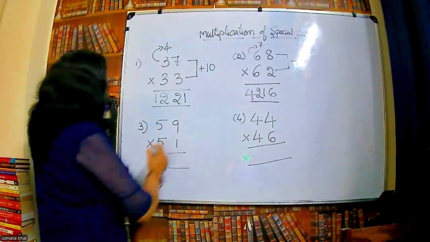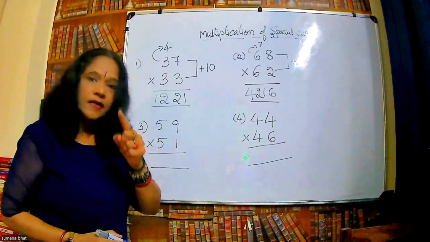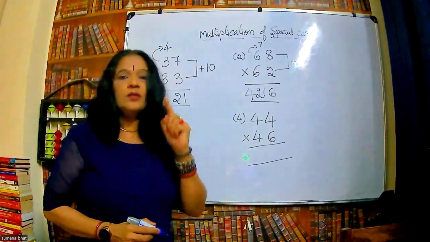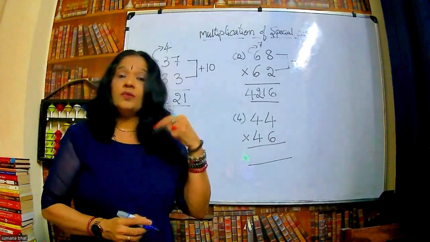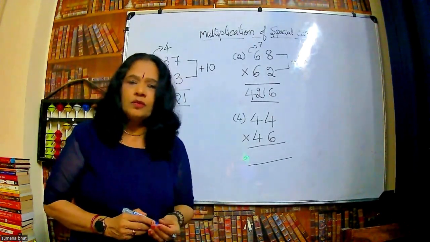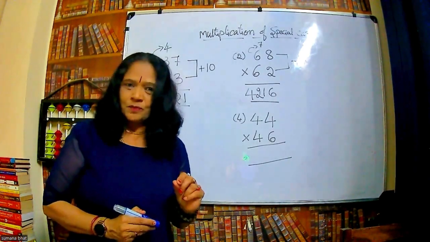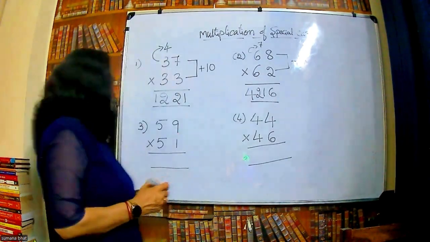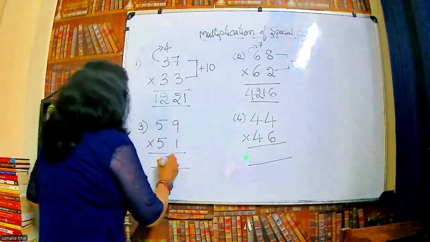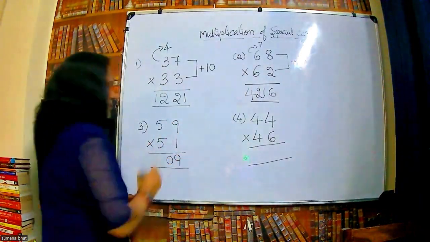Now, multiply 9 into 1. If you multiply 9 into 1, you'll get a single digit number. But you cannot write the single digit number. You should write a 2-digit number. How to write a 2-digit number if you get a single digit answer? Prefix with 0. So, 9 you should write as 09.